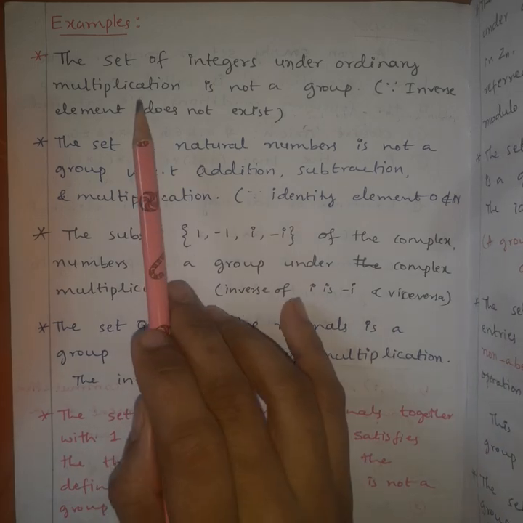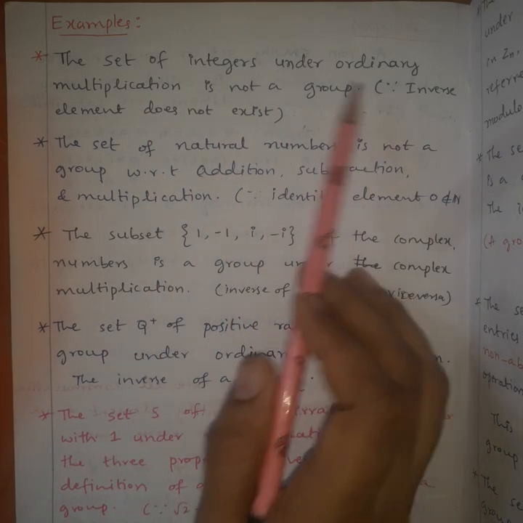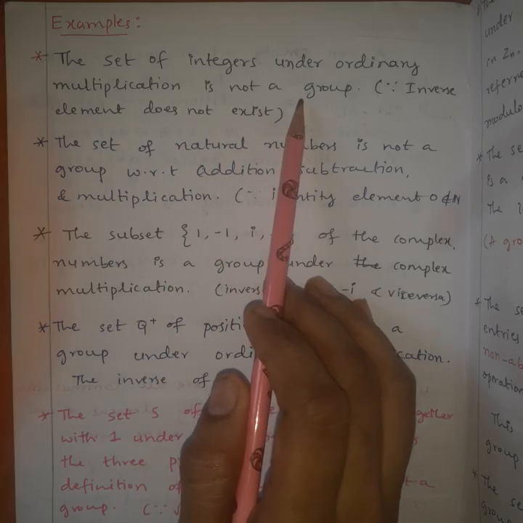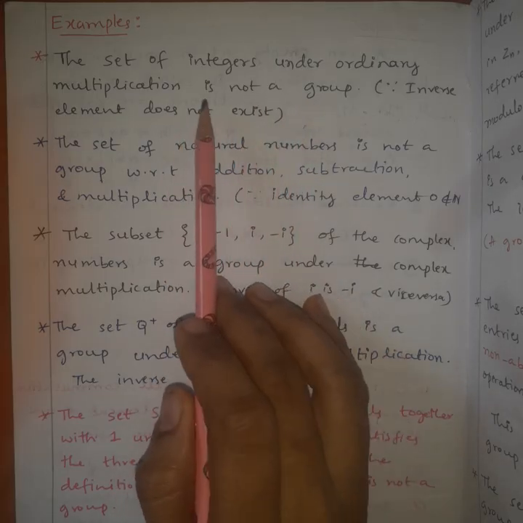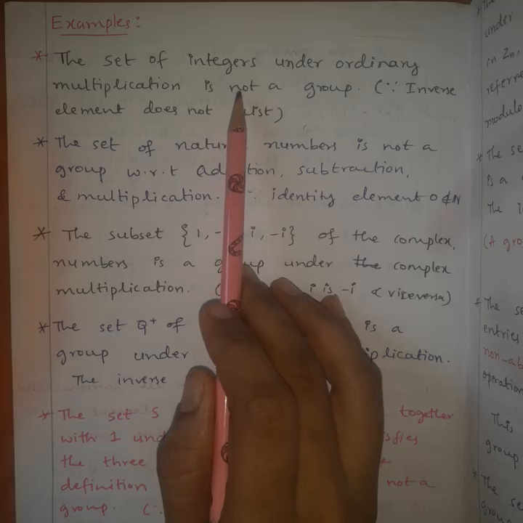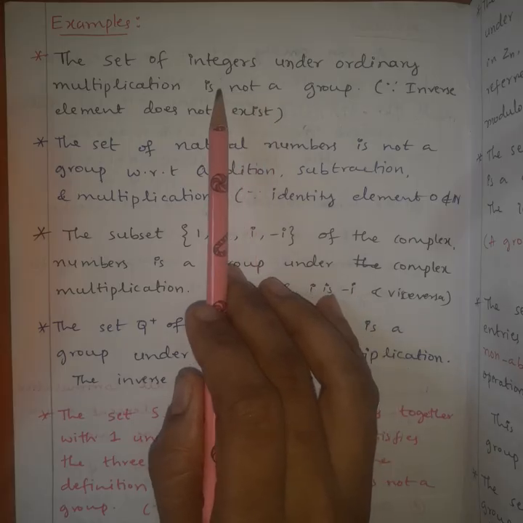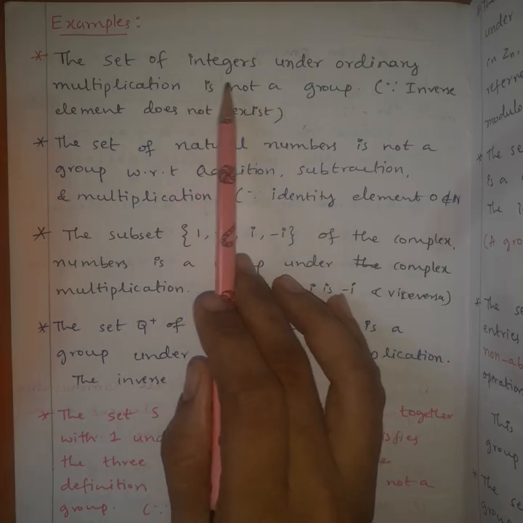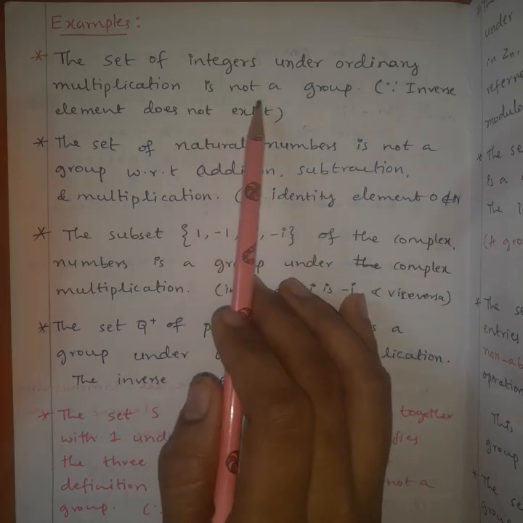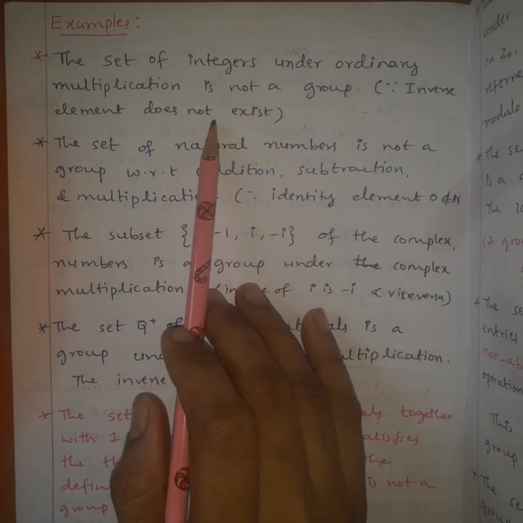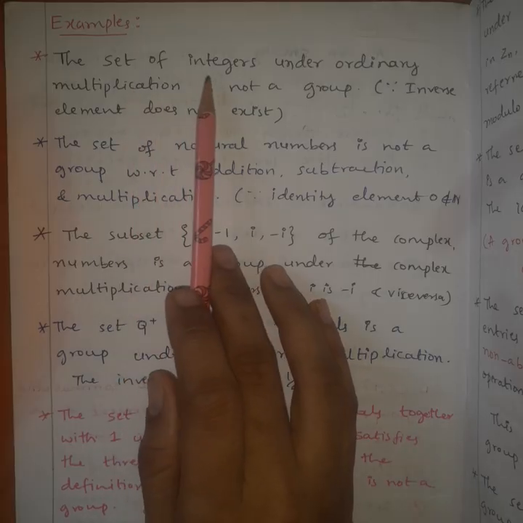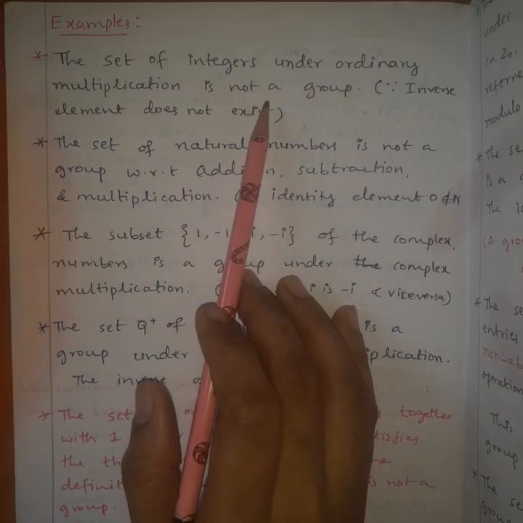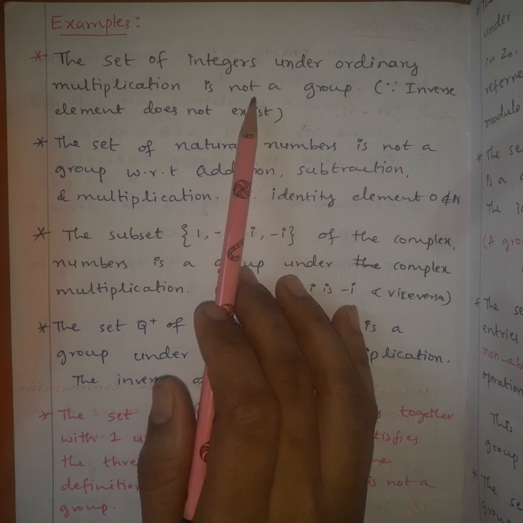First example, the set of integers under ordinary multiplication is not a group. It is because the inverse element does not exist. If a is an integer, then 1 by a is not an integer. 1 by a is the inverse of a, but 1 by a is not an integer. So the set of integers under ordinary multiplication is not a group. In the last class, we noted the set of integers under addition is a group. 0 is the identity element and minus a is the inverse.